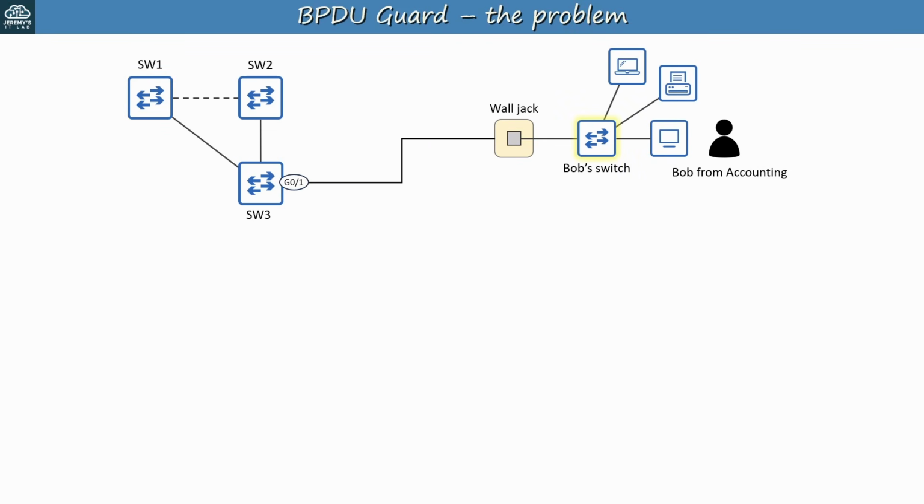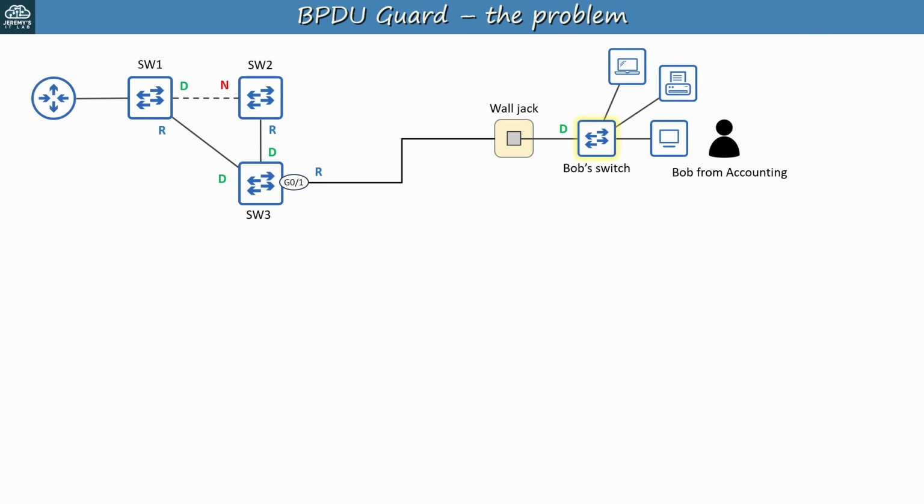If Bob's switch has a lower STP bridge ID and becomes the root bridge, that can affect the rest of the STP topology. Now, each switch's root port points towards Bob's switch, and the switch 1 switch 2 link is blocked. This is a problem. We don't want a user's switch affecting the STP topology.